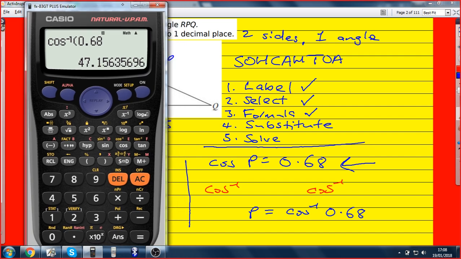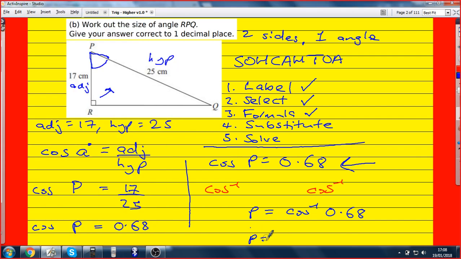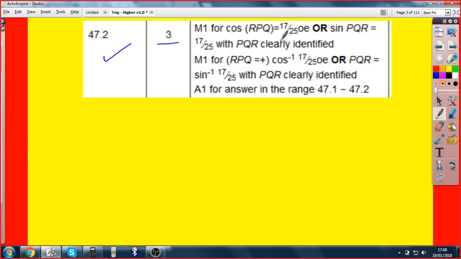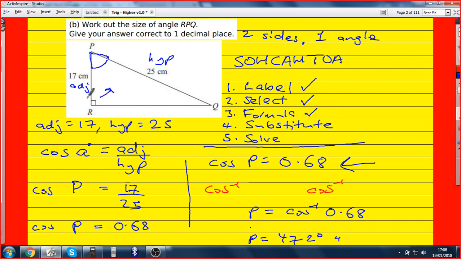Okay, they want this to 1 decimal place. What would that be? 47.2. That's it. So P equals 47.2 degrees. So that's it. That's 3 marks. And all SOHCAHTOA questions, if it's a missing side, if it's a missing angle, they can always be done by these 5 steps. Label, select sine, cos, or tan, write the formula, sub what you know into the formula, and solve the equation. Any questions about anything there? No. Okay.